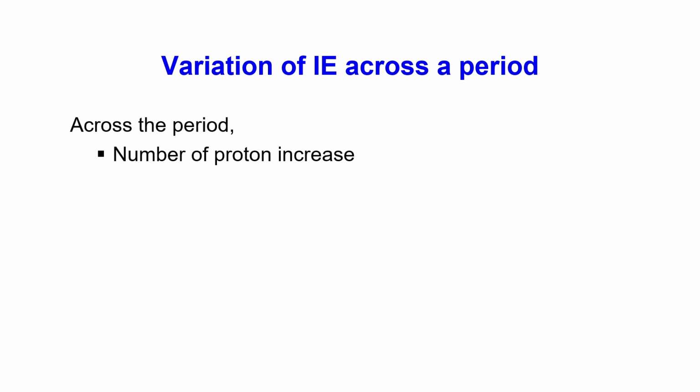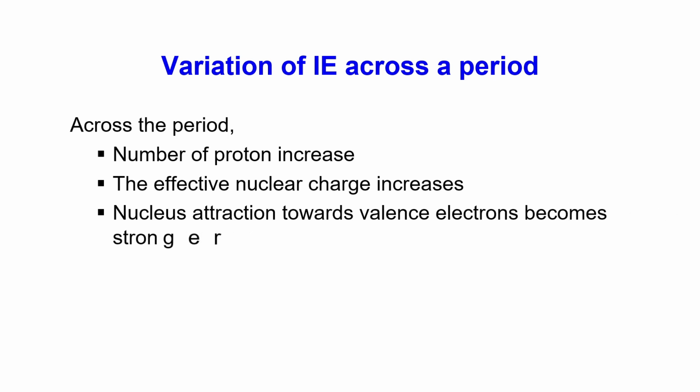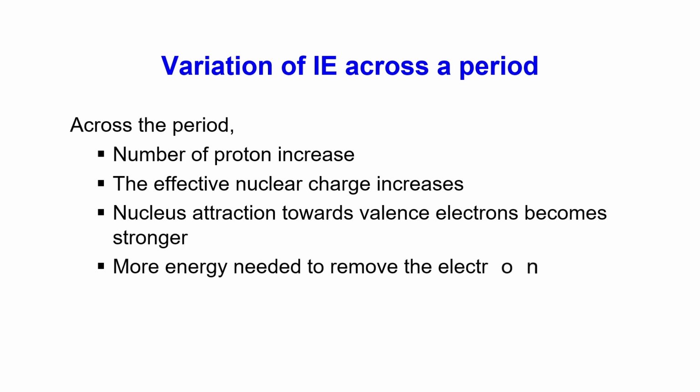Variation of ionization energy across a period. Across a period, from group 1 to group 18, we know that the number of protons increases, so effective nuclear charge increases, and the nucleus attraction towards the valence electron becomes stronger, thus more energy is needed to remove the electron. Because when proton number increases, effective nuclear charge also increases, so ionization energy also increases as more energy is needed to remove the electron.